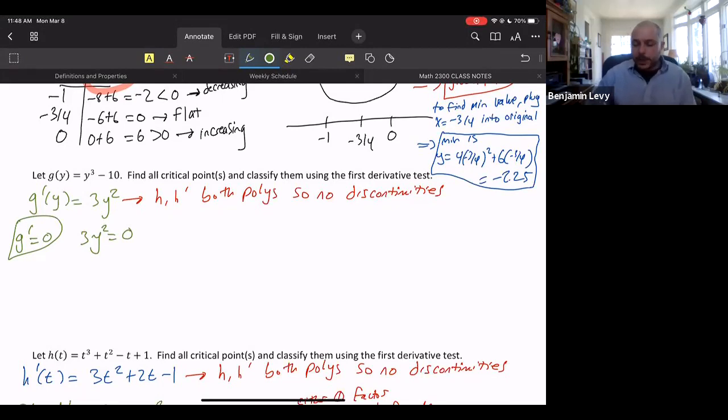Just to be clear, sometimes people get confused. If you divided by 3, you'd get y squared equals 0. If you took a square root, you'd get y equals plus or minus 0. So you can think about it using normal techniques as well. Anyway, only one critical point. So one critical point at y equals 0.